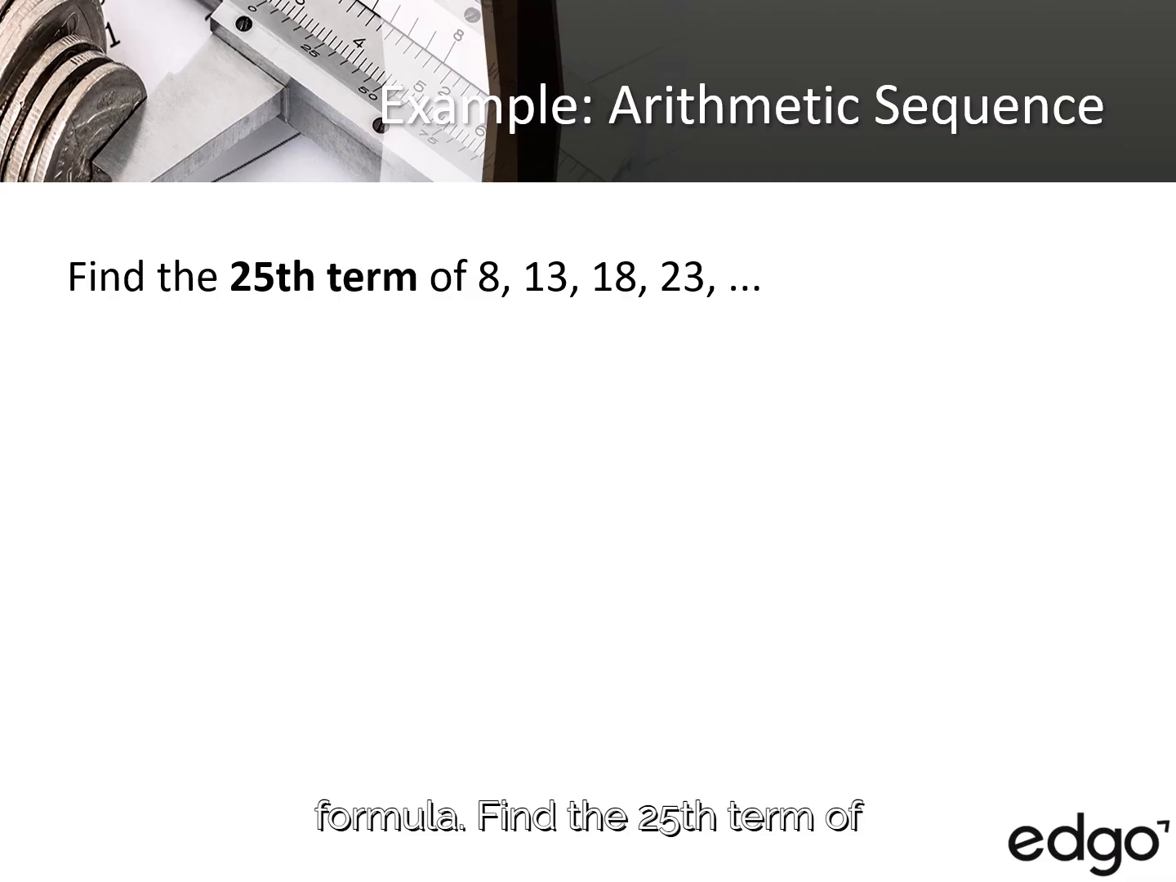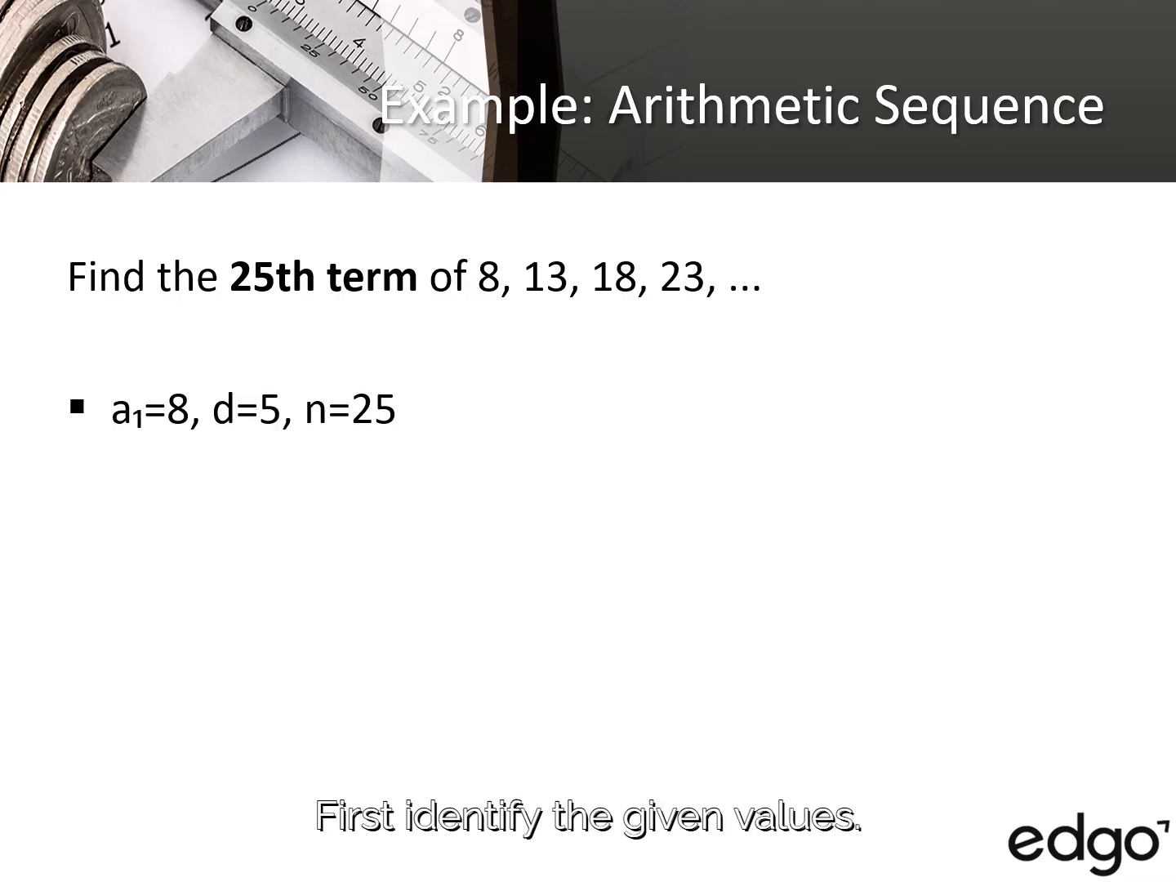Let us apply the formula. Find the 25th term of the sequence 8, 13, 18, 23, and so on. First, identify the given values. The first term is 8. The common difference is 5 because 13 minus 8 equals 5. We are looking for the 25th term, so n is 25. Now, substitute these values into the arithmetic sequence formula.